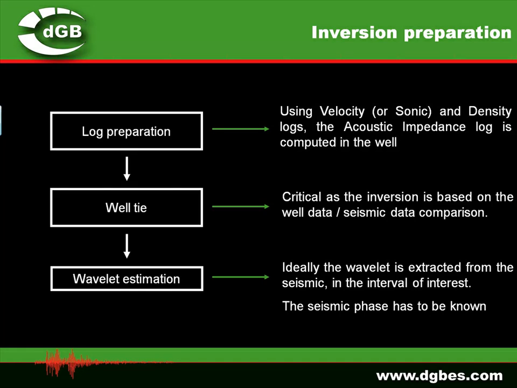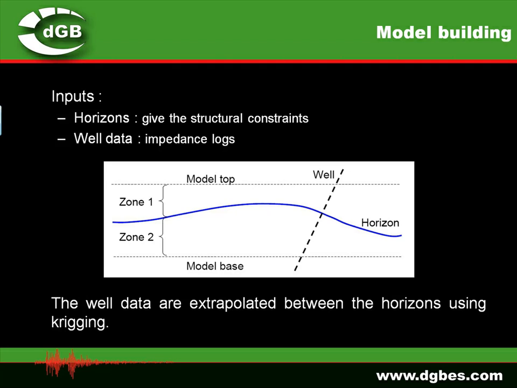To achieve these two model-driven inversions, you need to estimate a wavelet. You can extract it directly from the seismic. You can also create one, but of course it's better to extract it from the seismic directly at the target, at the depth of interest. So once you've done this wavelet extraction, you can create your model. For that you need horizons that will give the structural constraints, and well data, so the impedance logs that you computed before.